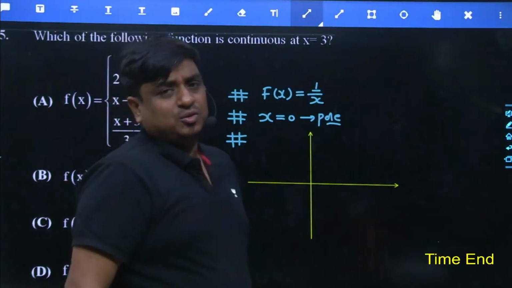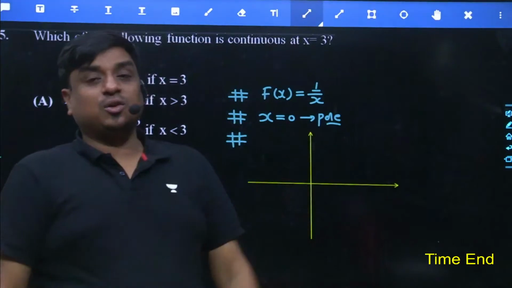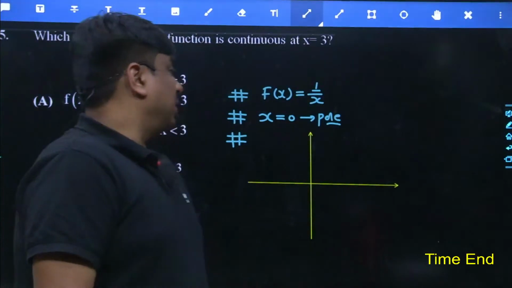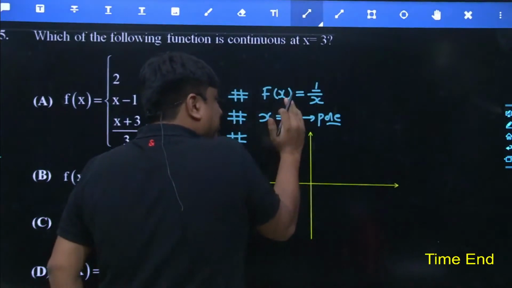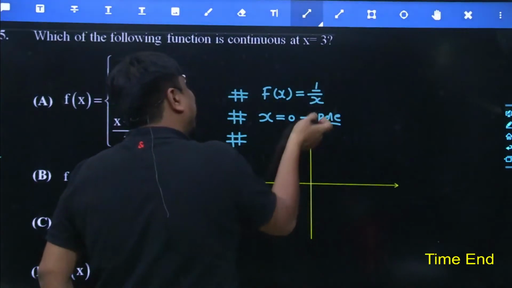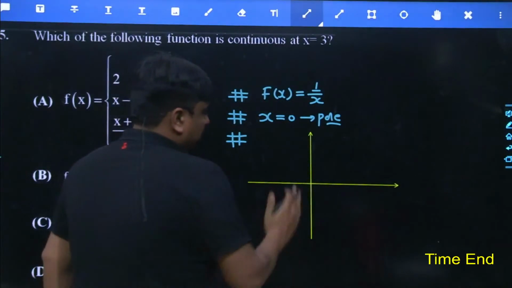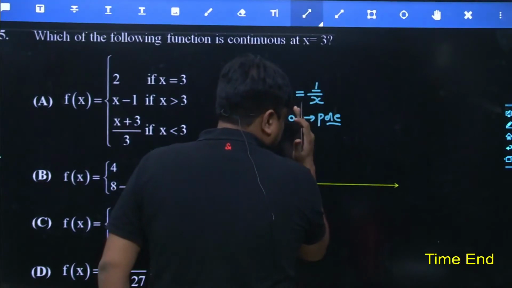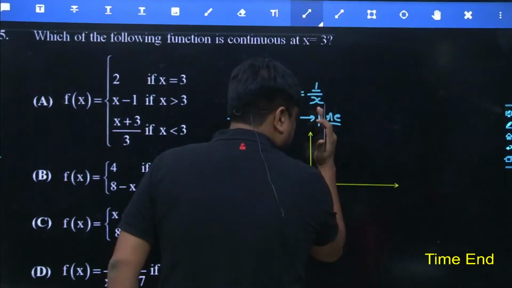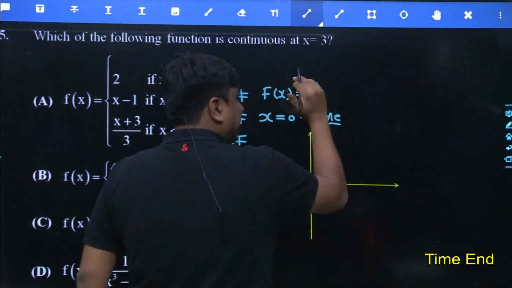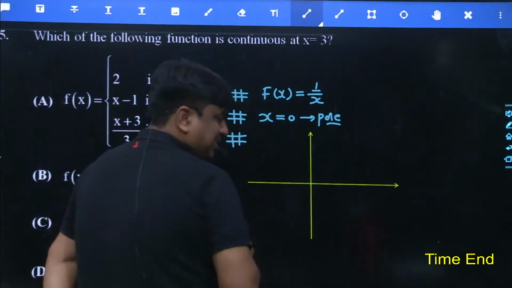So one thing is quite sure: 1 upon x is going to be a curve which will take its existence only in the first as well as the third quadrant. Once you feed x equals 0, 1 upon 0 becomes infinity. But if it is 0 plus, it is going to be plus infinity. When it is 0 minus, it is going to be minus infinity. So just after the y-axis, or just after x equals 0, that is 0 plus, the value of the function would be plus infinity. It would shoot towards the upper side, and just before it would shoot towards the lower side.